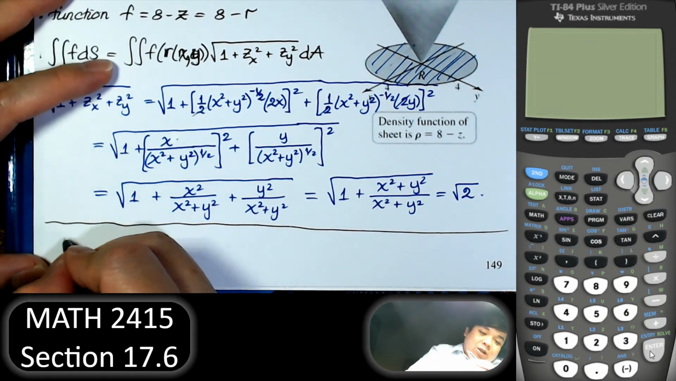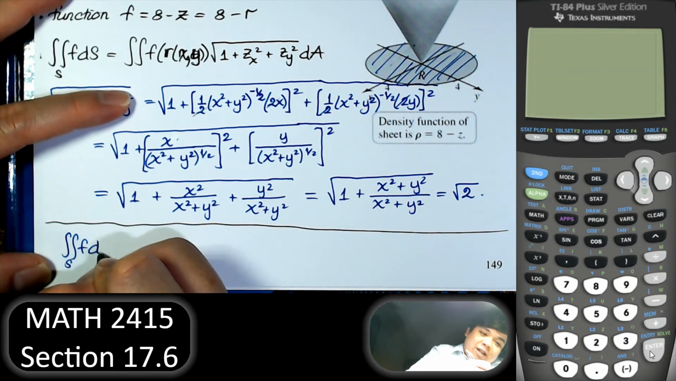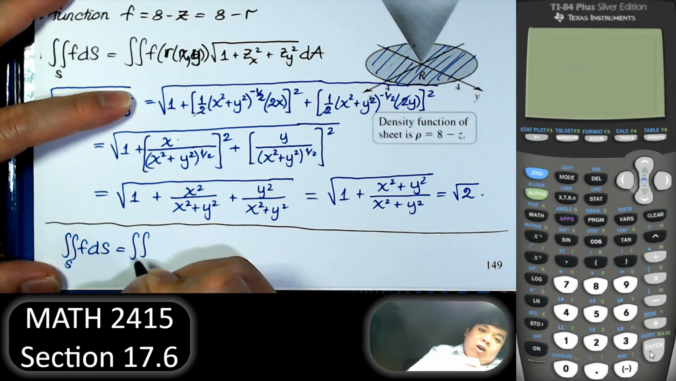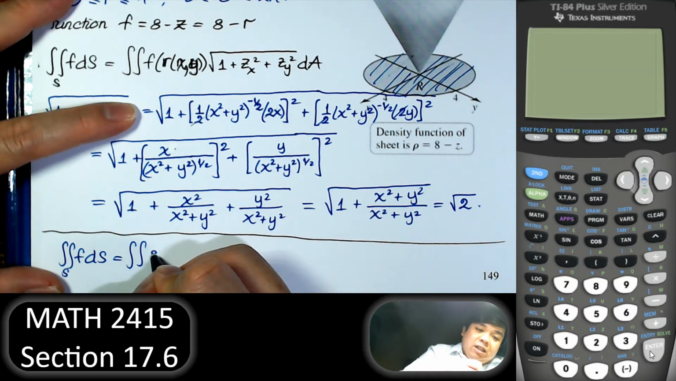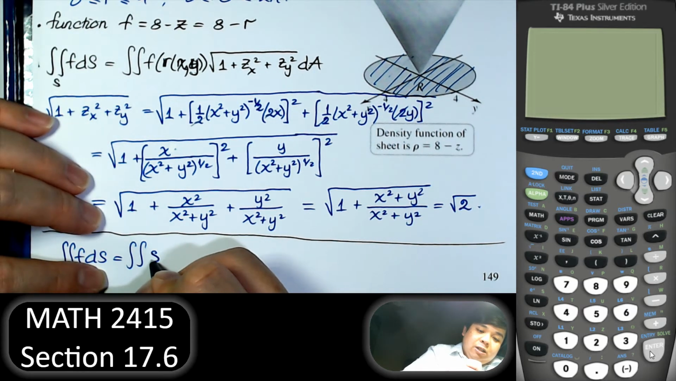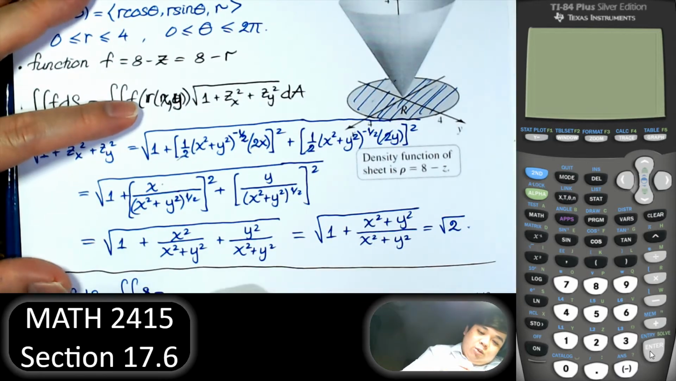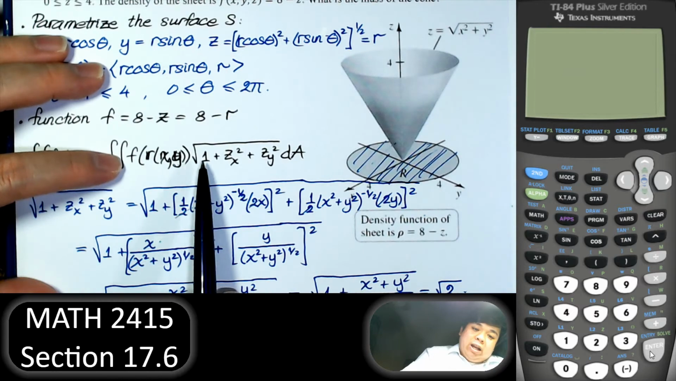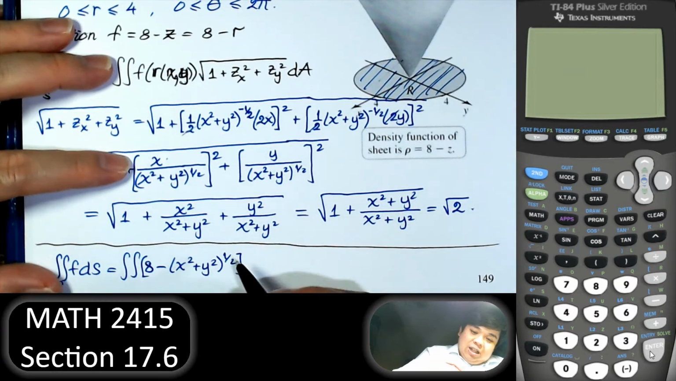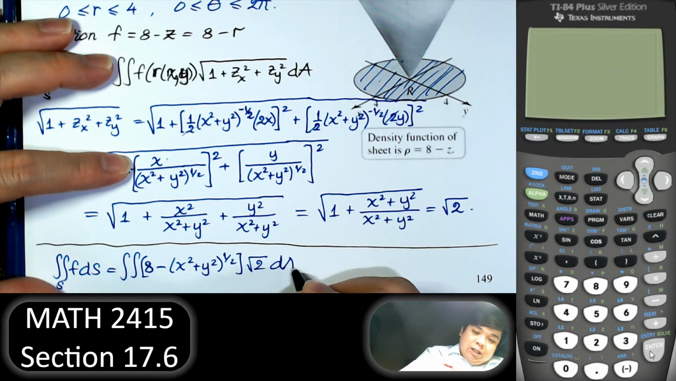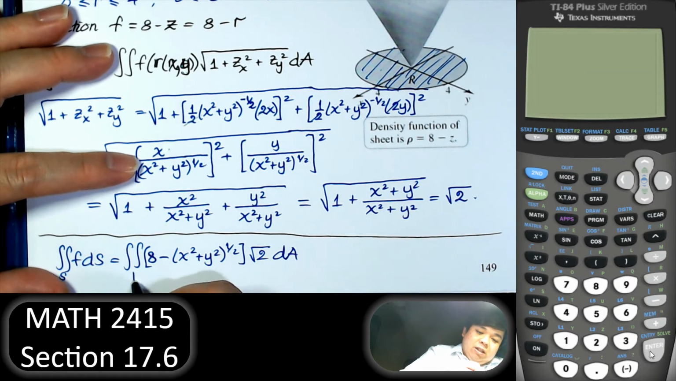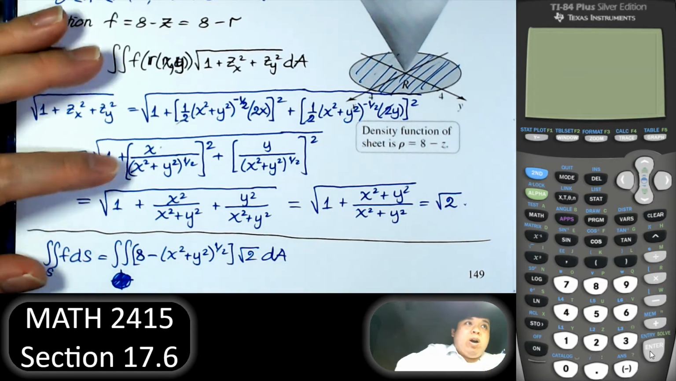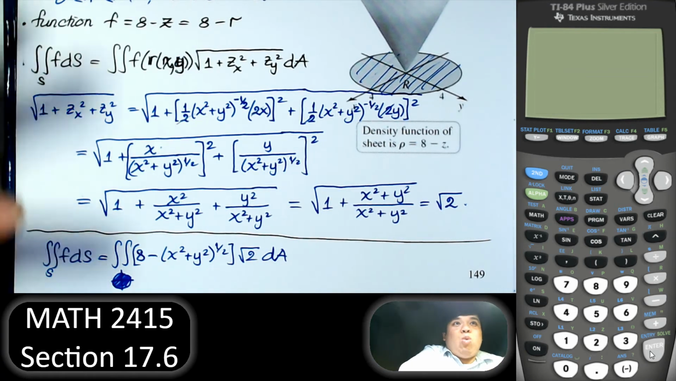So in this case we have the surface integral of f dS. The function is a minus z, and z is that, so we have a minus the square root of x squared plus y squared, and then the square root of 2 dA. And this is the limit. I'm just going to draw the disk in xy. In terms of xy, that's what we have.